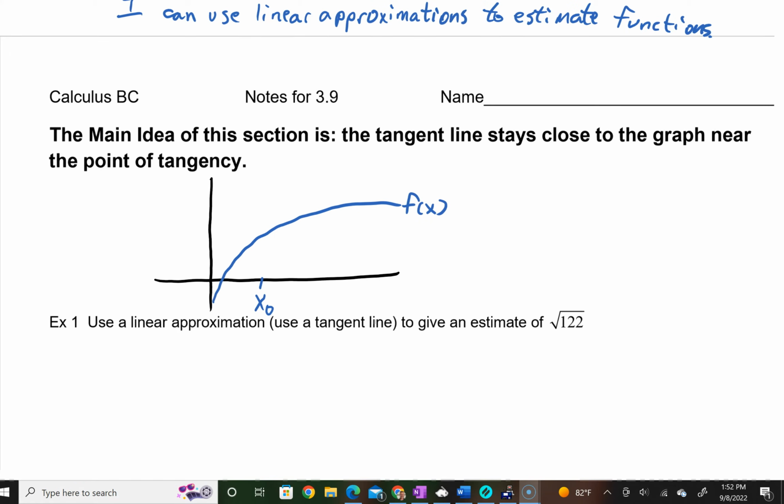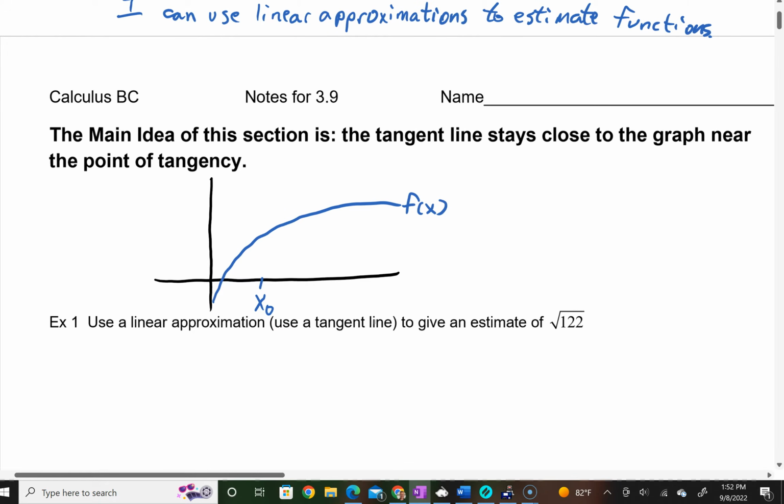Calculus BC. We are in the last section that we're going to be covering in Chapter 3, that's 3.9. Look at the top of our notes. It says, I can use linear approximations to estimate functions. And it's really using tangent lines to estimate functions.